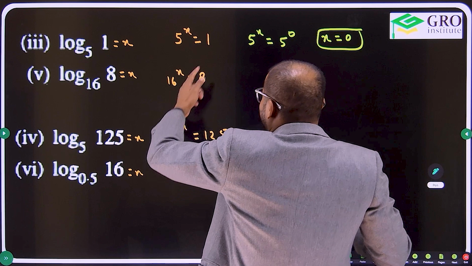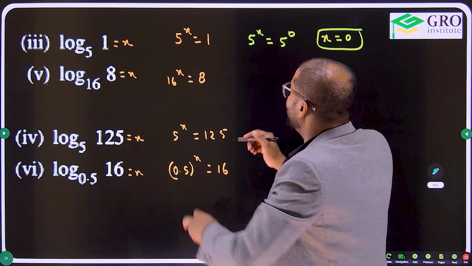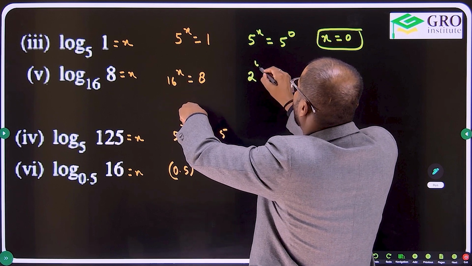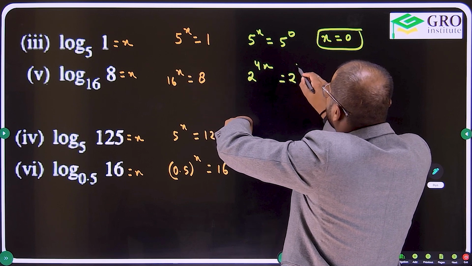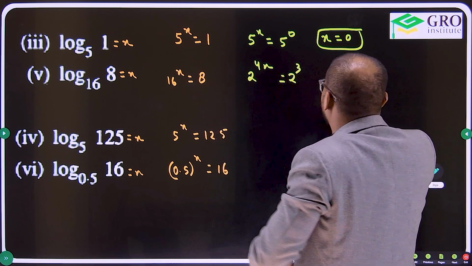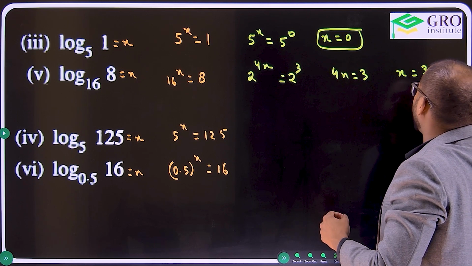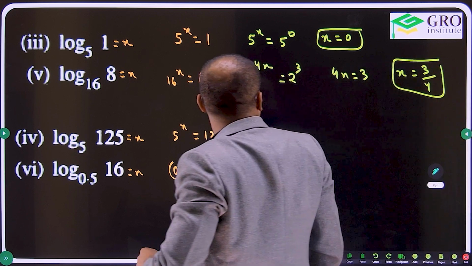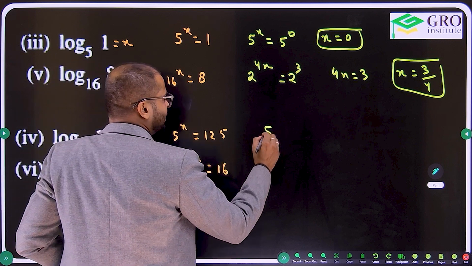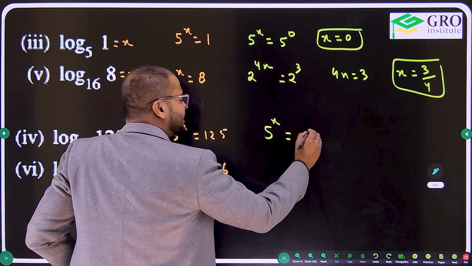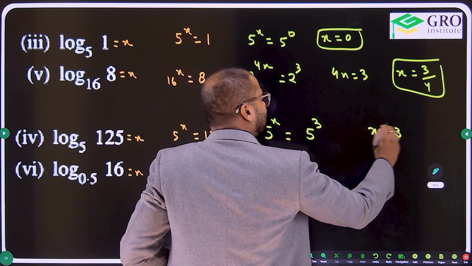Now 16 and 8 both are supposed to be written in its minimum form. 16 is written as 2 to the power 4, x is multiplied to 2 to the power 4x, and 8 is written as 2 to the power 3, and when both the bases are same, 4x is equal to 3 and x is equal to 3 by 4, right? 3 by 4 is the answer. Same way 5x is written, yes, and 125 is written as 5 to the power 3. When both the bases are same, x is equal to 3, right?